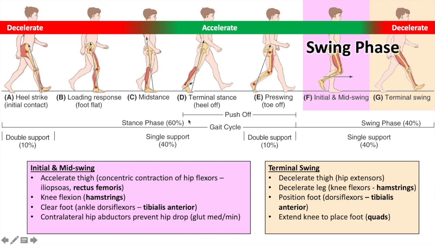These are pretty simple as far as knowing, okay, heel strike. You basically would know what part of the gait cycle that is, what loading is, mid stance, terminal stance, pre-swing, initial mid-swing, and then that terminal swing. Just make sure you know what part of the gait cycle each of these terms are, and then be able to know what the muscles are.